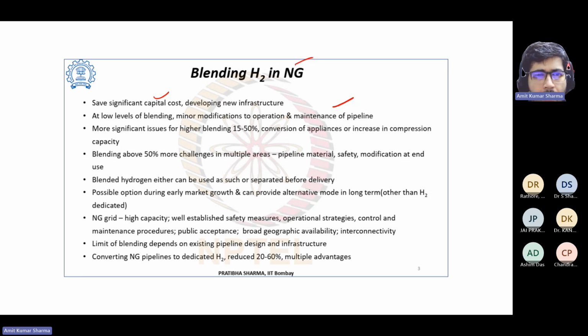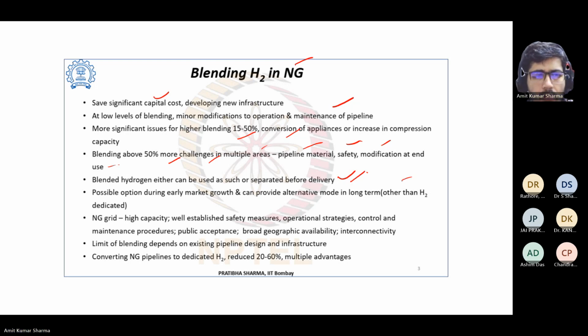There are more significant issues for higher blending, 15 to 50%. You need conversion of appliances and an increase in compression capacity. Blending above 50%, there will be more challenges in multiple areas like pipeline material, safety, and modification at the end use. So depending on the blending percent, the changes will vary. The blended hydrogen either can be used as such or separated before delivery. So either you can directly use the blended hydrogen or you can also separate it. It is a possible option during early market growth and can provide an alternative mode in the long term.